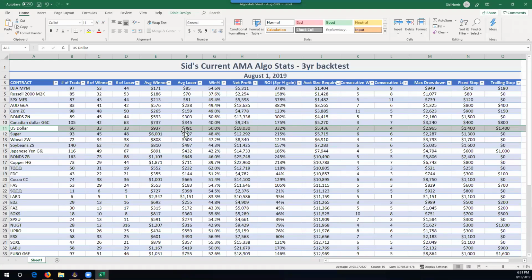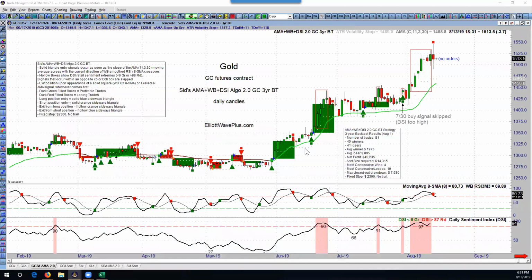Isn't it amazing that the average loser is $391 and you're using a $1,400 stop on that item? How can that be? Well, the reason is because once it gets into a trade, let's say it gets into a lousy trade. Here's a long trade right here, and it just inches its way up for a while. And it doesn't wait until it gets stopped out.